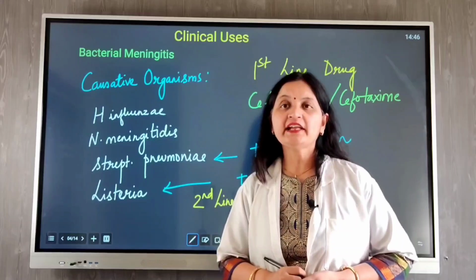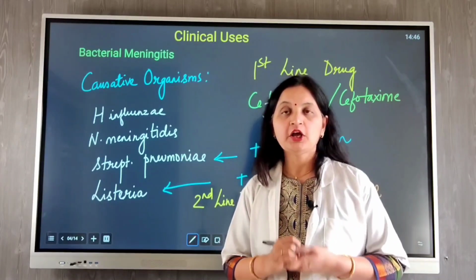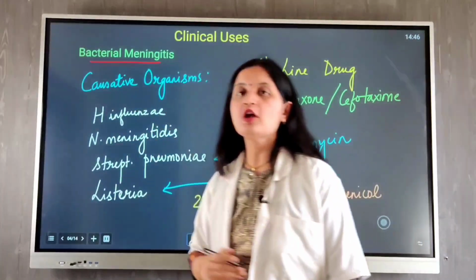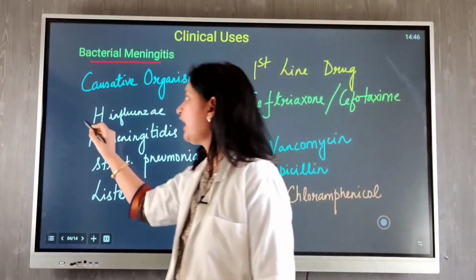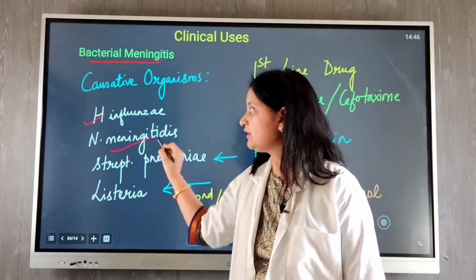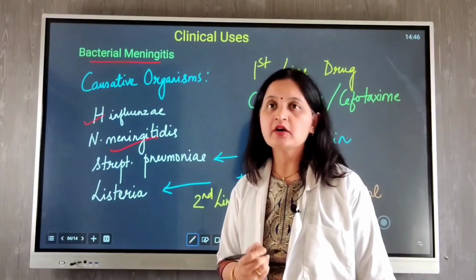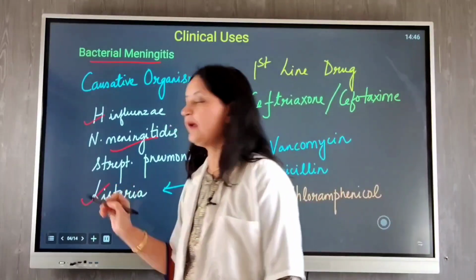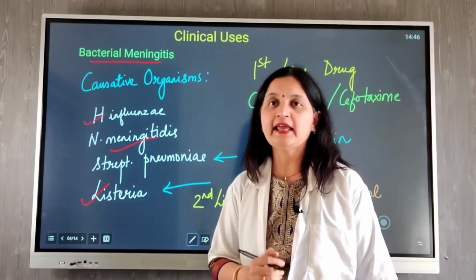So now that we know the antibacterial spectrum, let's discuss the clinical uses of chloramphenicol. Chloramphenicol is highly effective in bacterial meningitis, which is also known as pyogenic meningitis. The causative organisms are H. influenzae, a cause of meningitis in children, Neisseria meningitidis, which causes meningitis in young adults, Streptococcus pneumoniae, which also causes meningitis, and Listeria, a common cause of meningitis in immunocompromised patients, neonates and the elderly.